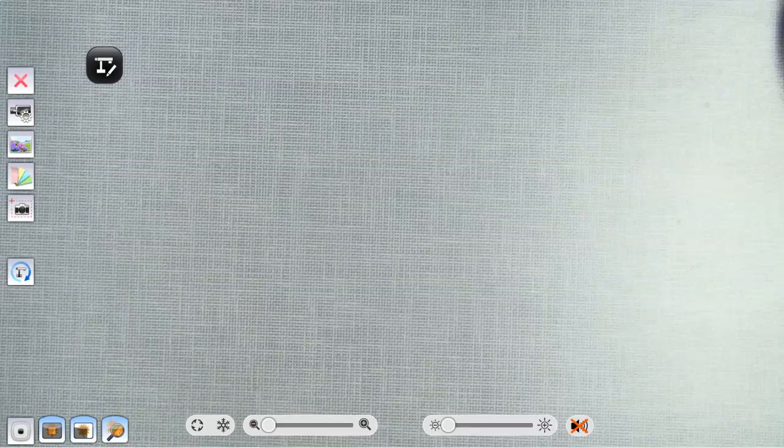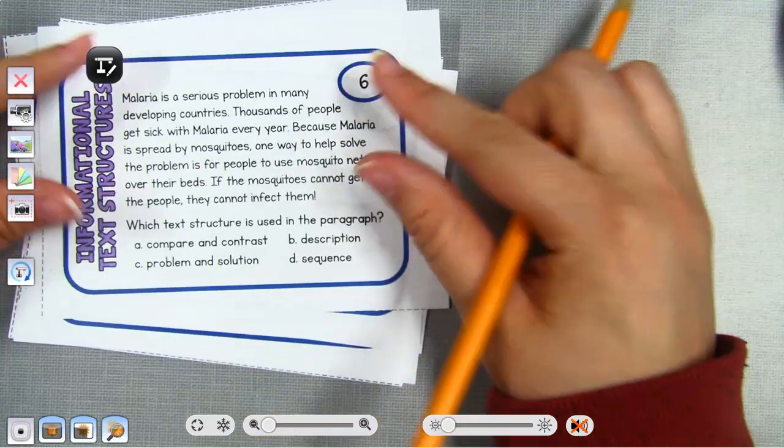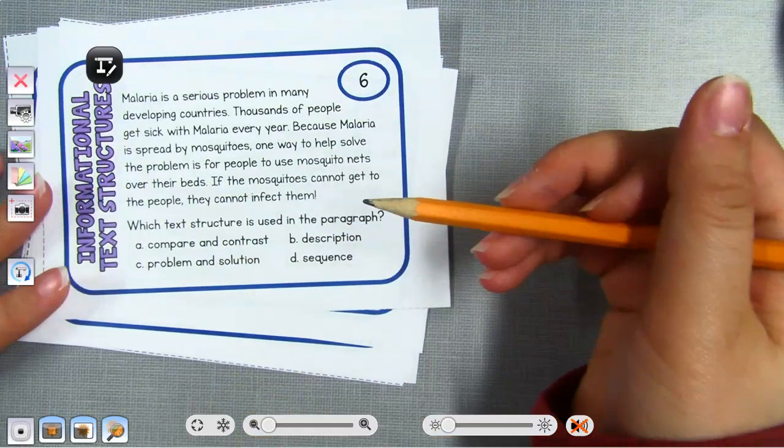So you're going to have some where I may say, which text structure provides details or characteristics about a topic? You would pick description. And then you're going to have some questions like we just did where I'm going to give you a small little passage and then you're going to have to figure out the text structures.